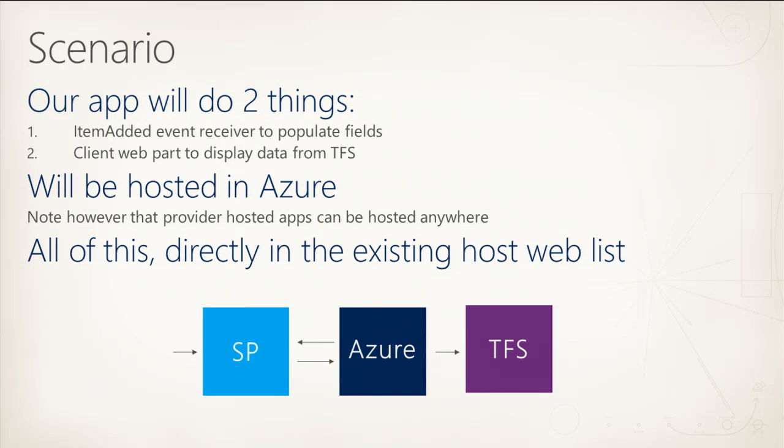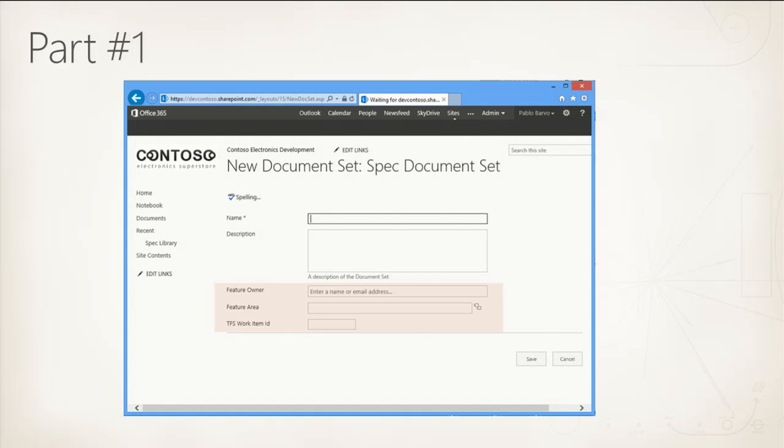For the purpose of the talk, we're going to be hosting this in Azure, but I do want to make the point again: I'm doing it in Azure, but it doesn't have to be in Azure. You can host this wherever you want, whatever server you want, as long as you're doing a provider-hosted app. And all of this is directly in the host web, so we're not going to be creating an app web, and we're not going to be using a new list for that. So let's start with part one, the feature owner, feature area, and TFS work item ID.